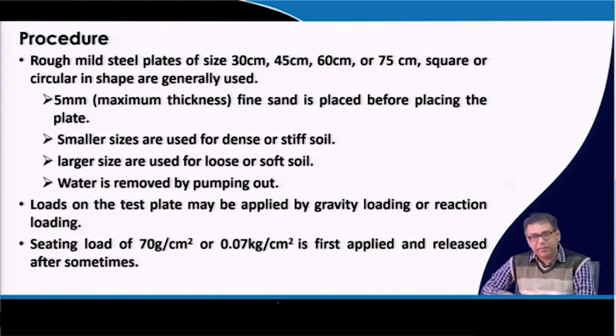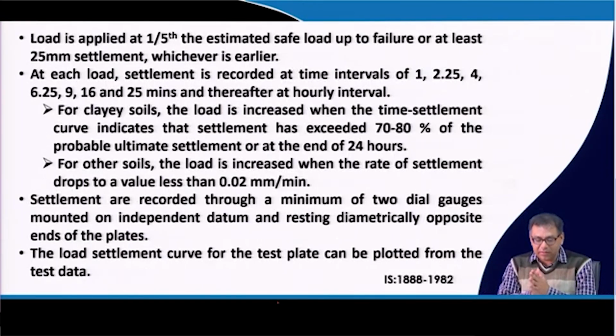That I have discussed. Before we apply the actual load, a seating load of 70 gram per centimeter square, or 0.07 kg per centimeter square, is first applied on the plate, and then it is released after some time. Why is it applied? Because it will make sure there is perfect contact between the soil and the plate. So, it will act as a seating load. Then load is applied in increments of one fifth of the estimated ultimate load, up to failure or at least 25 millimeter settlement, whichever is earlier. So, these are the procedures.